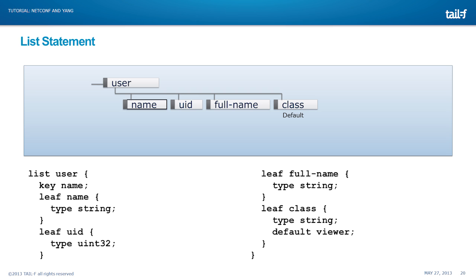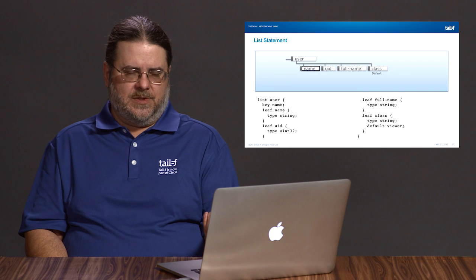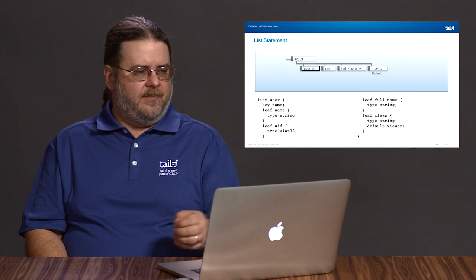Lists are similar to leaf lists. They could be ordered by system or ordered by user. Most commonly, unless you have a real need to control the order, just leave it at its default value of ordered by system. Since ordered by doesn't show up here in this definition, its default value of system is used.